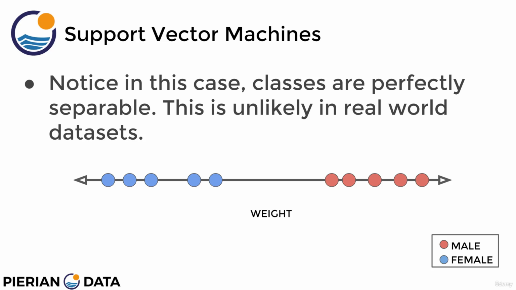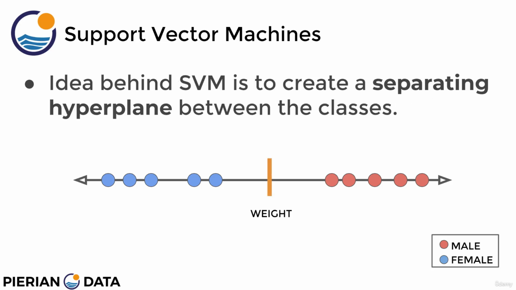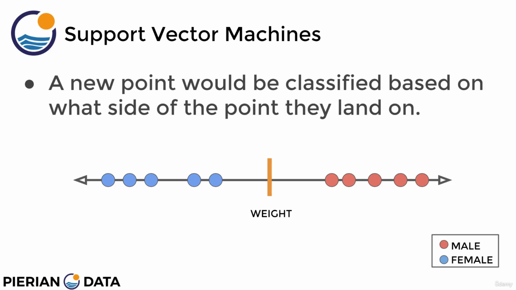You should notice in this case, the classes are perfectly separable. This is unlikely in real-world datasets, so later on we're going to learn how to deal with classes that are not perfectly separable. But just to understand the basics, we'll deal with this simple situation. The idea that we're eventually going to build up to with support vector machines is to create a separating hyperplane between the classes. And recall, when we're dealing with 1 dimension, the separating hyperplane is actually just a single point.